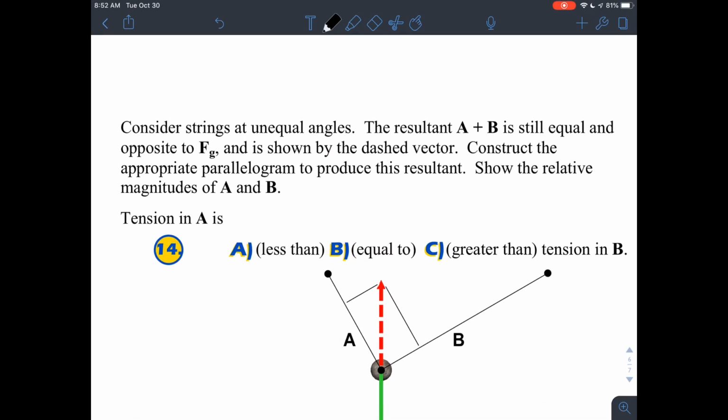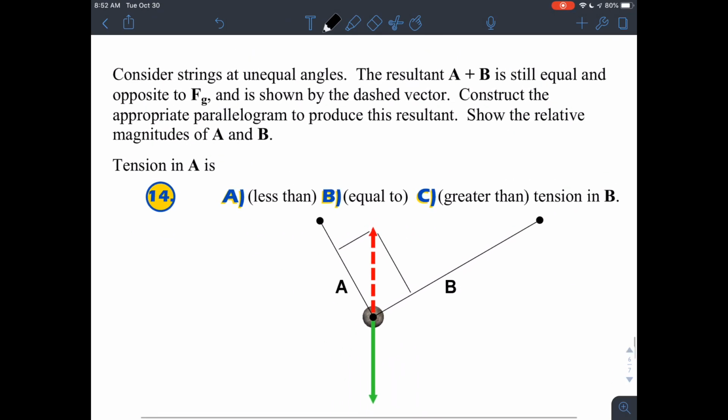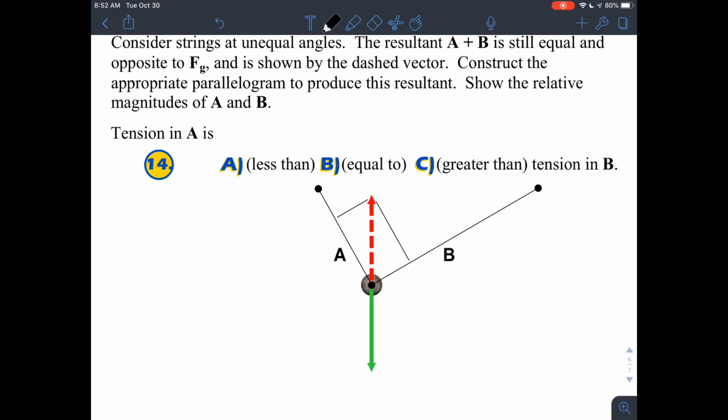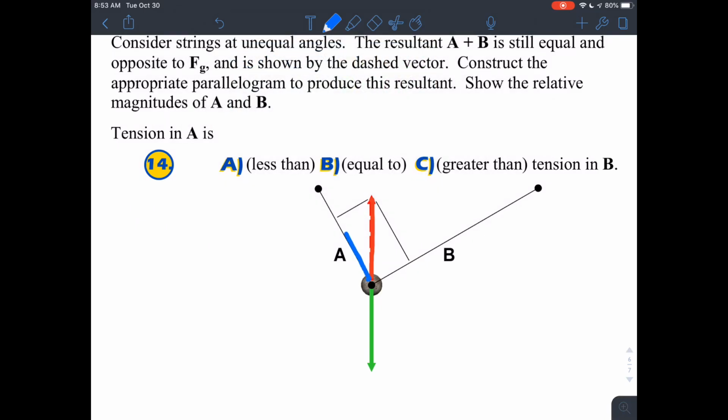So now, what we've got here is our strings are now at unequal angles. The result, A plus B, is still equal and opposite to Fg, and is shown by the dashed vector. Construct the appropriate parallelogram to produce this result and show the relative magnitudes of A and B. So these strings that you see here are not the actual length of A and B. We're just saying that these are the directions. So in order to get A plus B equal to this vector here, well, A I'm going to do in blue. A has to travel along this line, and A has to go up to the edge of the box. And B is going to travel along this line, and B has to also go to the edge of the box.